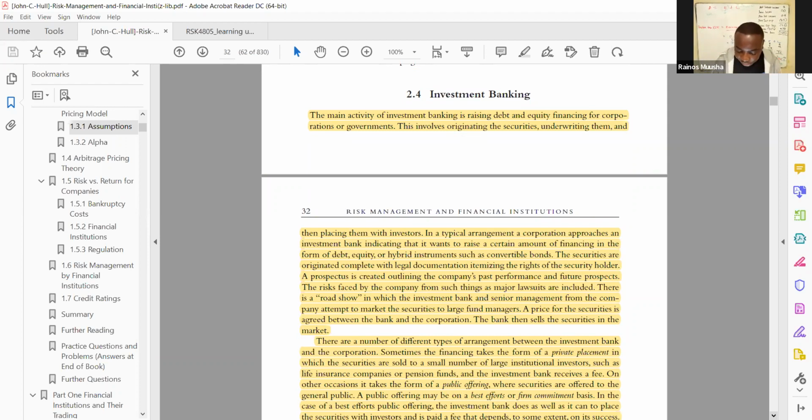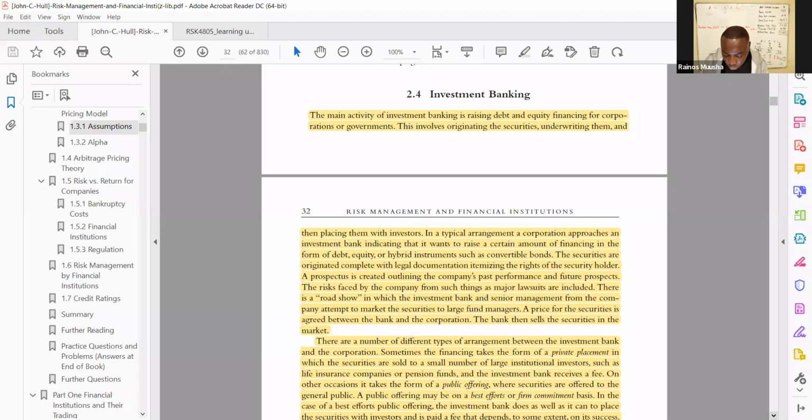So in a typical arrangement, a corporation approaches an investment bank indicating that it wants to raise a certain amount of financing in the form of debt, equity, or hybrid instruments such as convertible bonds. So the securities are originated complete with legal documentation, itemizing the risks and the rights of the security holders. A prospectus is created outlining the company's past performance and future prospects. The risks faced by the company from such things as major losses are included.